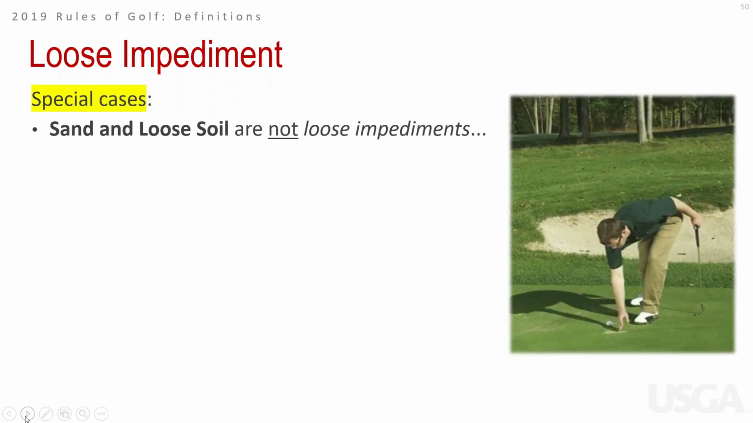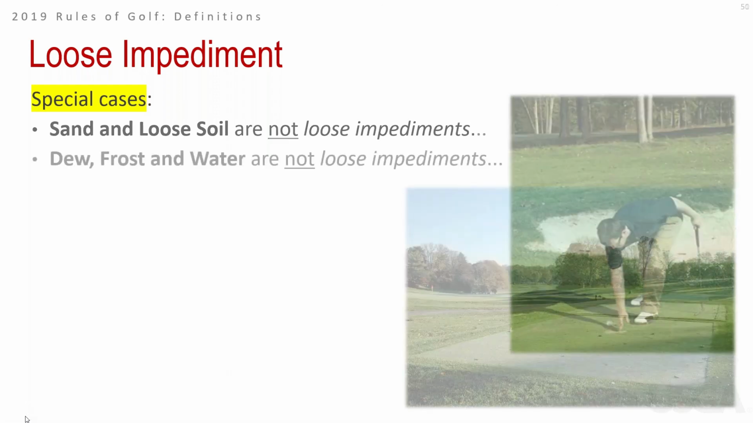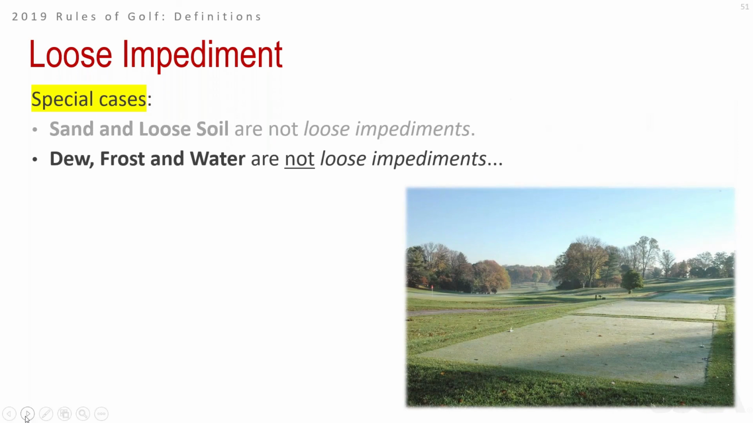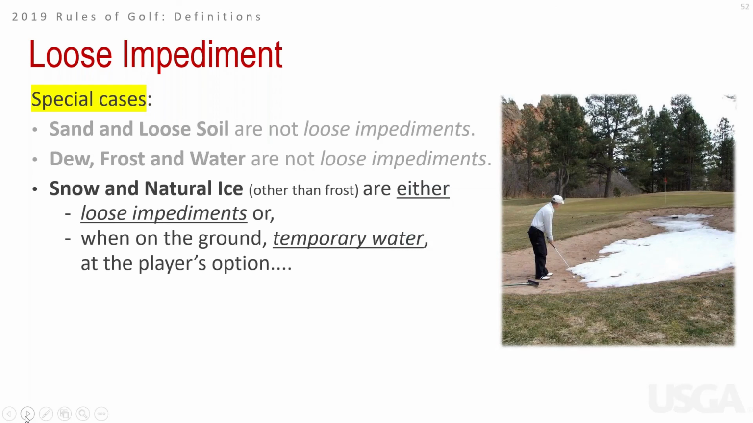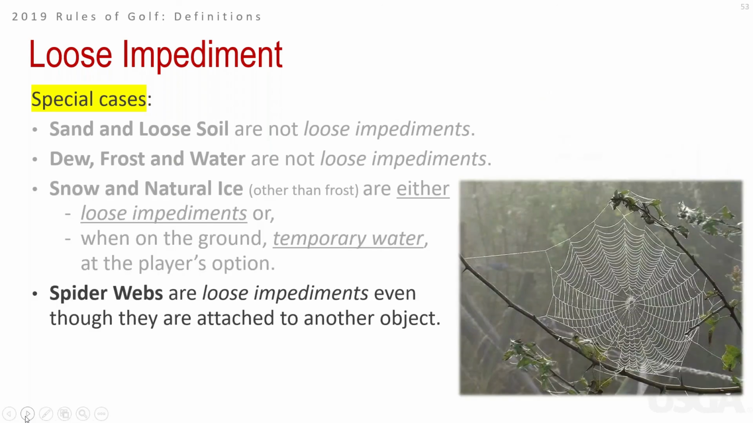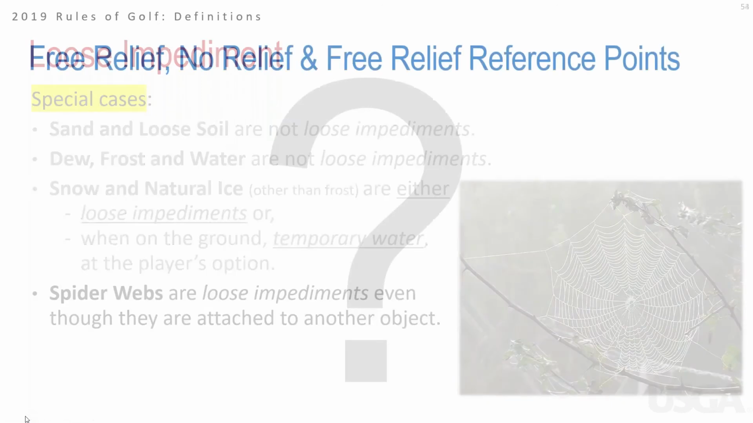There are a few special cases. Sand and loose soil are not considered loose impediments. Dew, frost, and water are also not considered loose impediments. And snow and natural ice, like we talked about earlier, are either loose impediments or temporary water at the player's option. You actually have an option of how you want to handle that situation should you run into snow or natural ice. And then one little anomaly: spider webs are loose impediments even though they are attached or adhering to another object, as you can see in our example there.